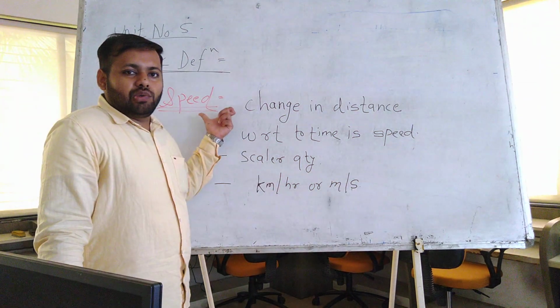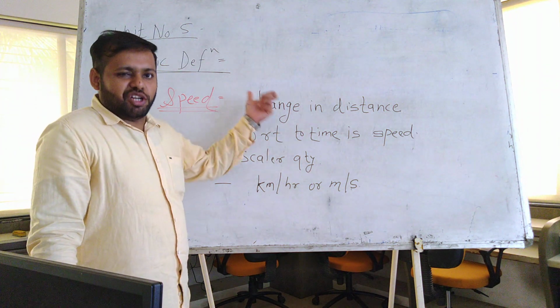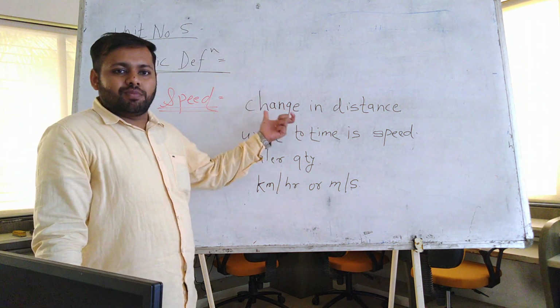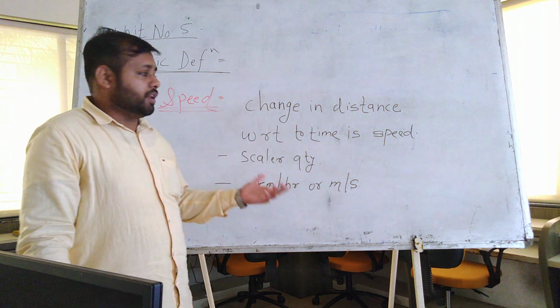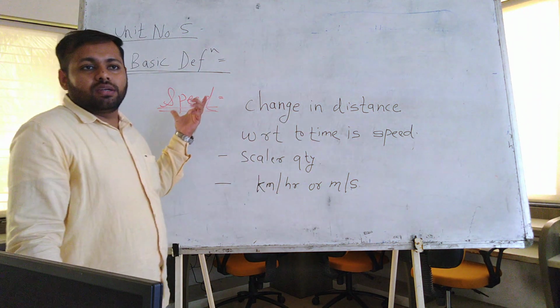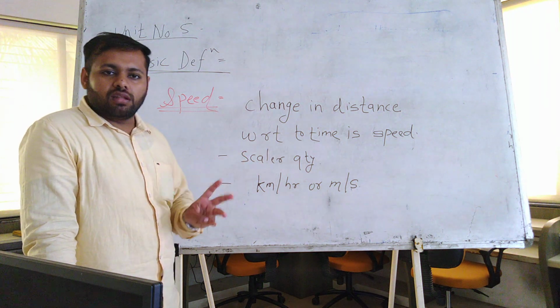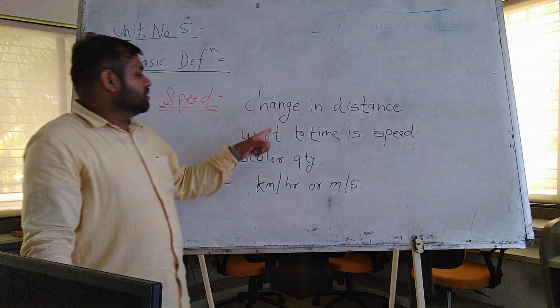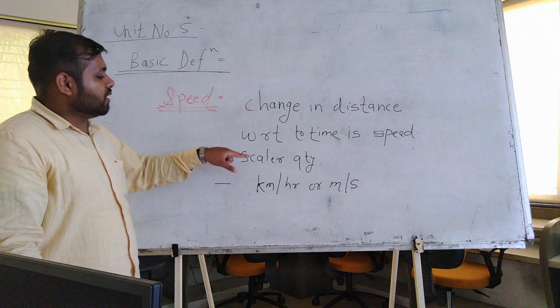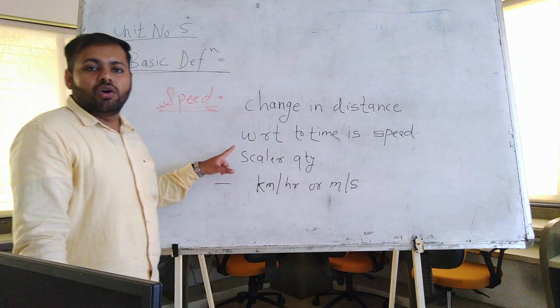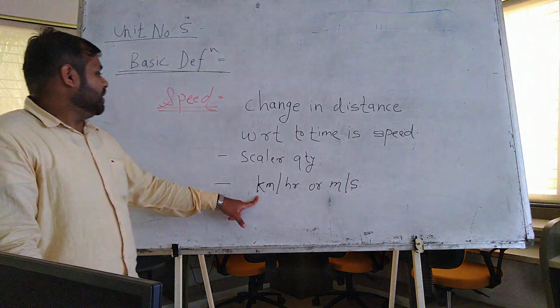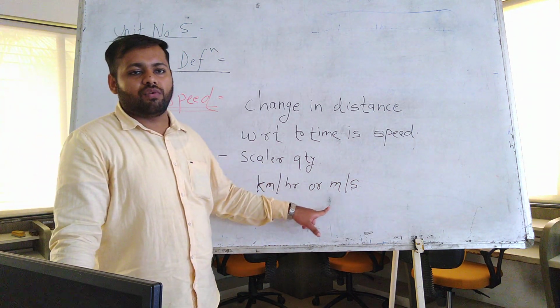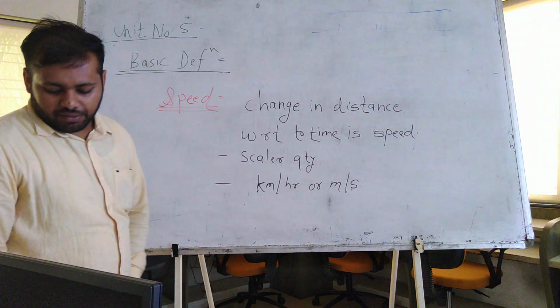Speed is related to distance while velocity is related to displacement. As displacement is a vector quantity, hence velocity is a vector quantity. Distance is a scalar quantity, hence the change in distance with respect to time, speed, is again a scalar quantity. It has only magnitude. Speed is measured in kilometer per hour or meter per second.